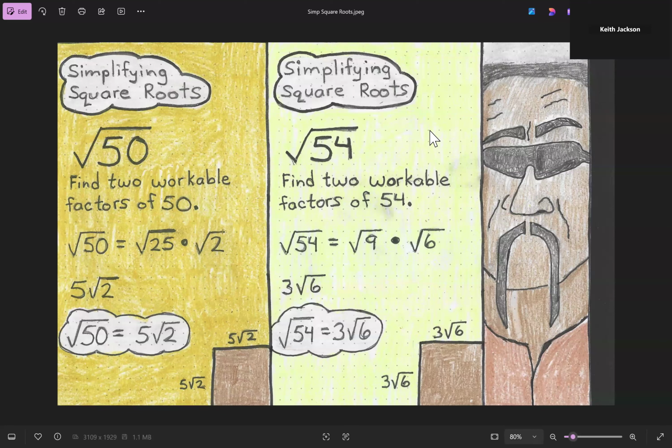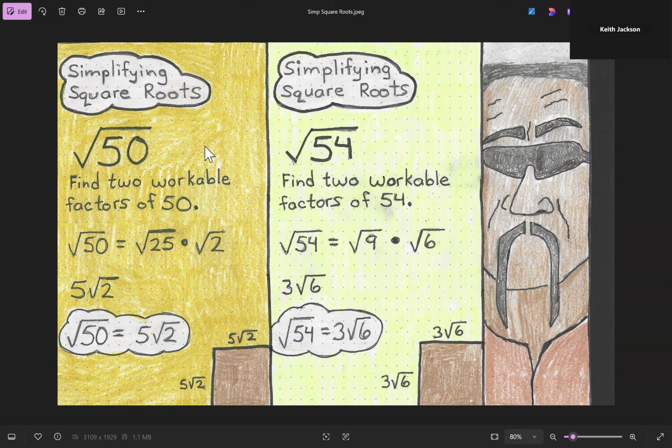In this video, we're going to continue our study on how to simplify square roots. And so we have two big examples. We have the square root of 50 and the square root of 54. If you look at the square root of 50, you know it's kind of close to the square root of 49. And we know that the square root of 49 is 7. So that kind of lets us know that the square root of 50 is about 7.